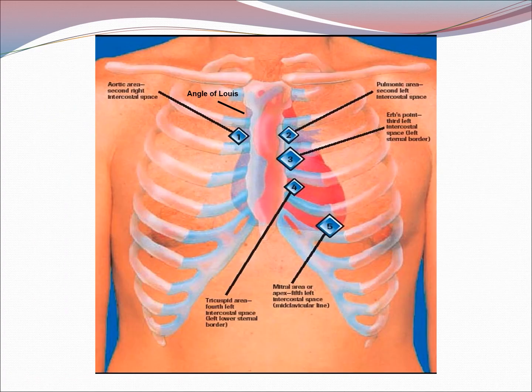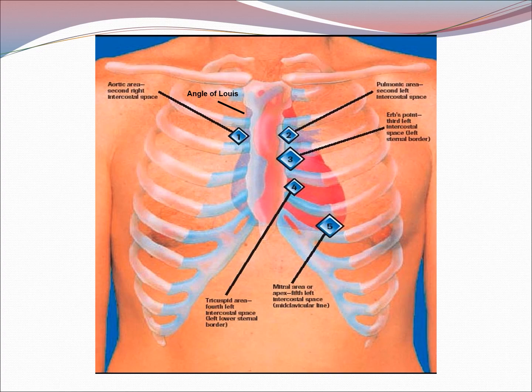To auscultate the heart sounds, you first want the patient to either be in a supine or a seated position. You want to start by finding the angle of Louis, the sternal angle, also known as the manubriosternal junction, which is located at the second rib, which is easily felt as a small protuberance along the sternum. You want to use the diaphragm of your stethoscope.